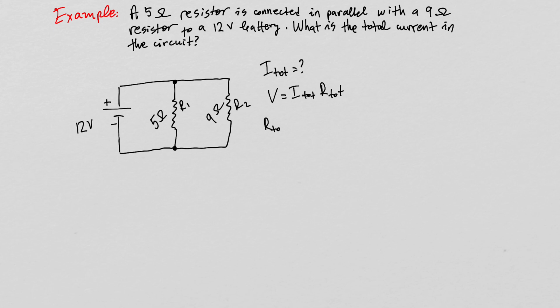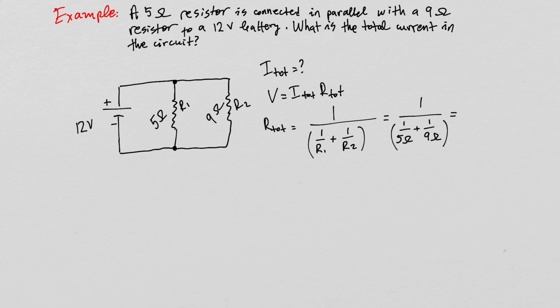The total resistance for a parallel circuit, in this case, will be 1 divided by 1 over R1 plus 1 over R2, which comes out to be 1 divided by 1 over 5 ohms plus 1 divided by 9 ohms. Let's calculate that. The calculation gives us 3.2 ohms as the total resistance.